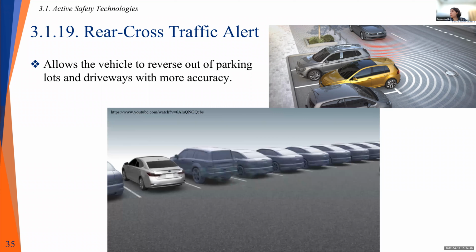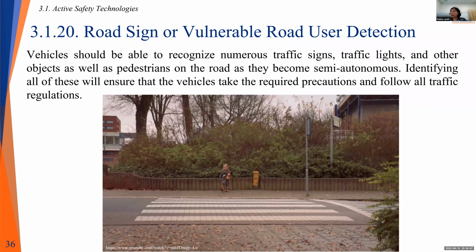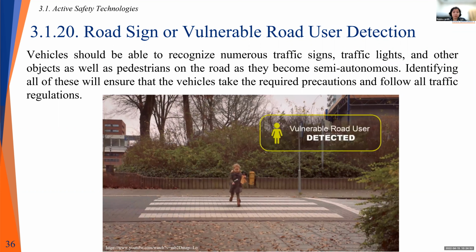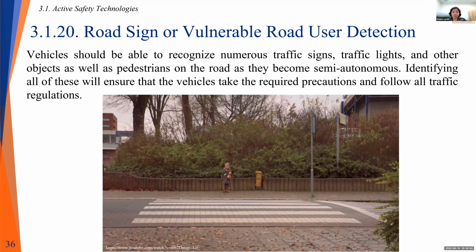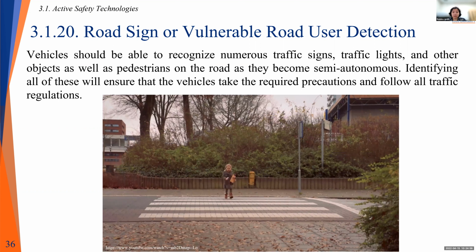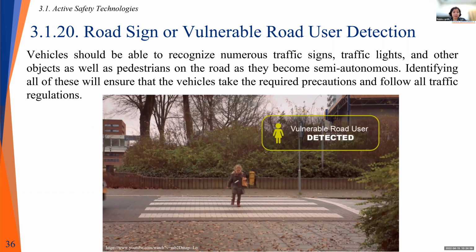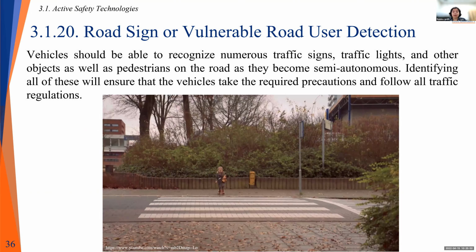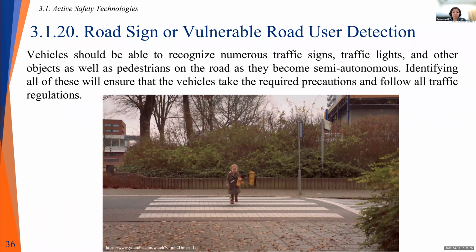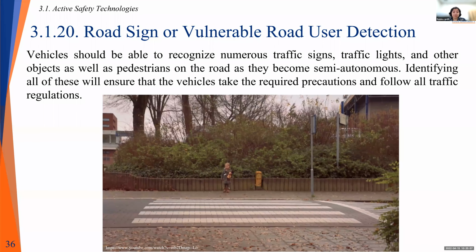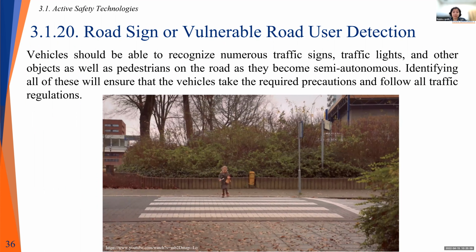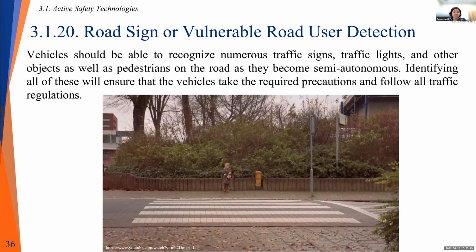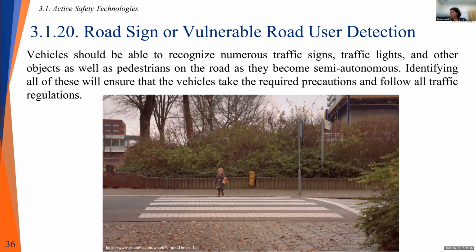The other one is road sign or vulnerable road user detection. Vehicles should be able to recognize numerous traffic signs, traffic lights, and other objects, as well as pedestrians on the road, as they become semi-autonomous. Identifying all of this will ensure that the vehicle takes the required precautions and follows all traffic regulations. So this is what this technology will do.